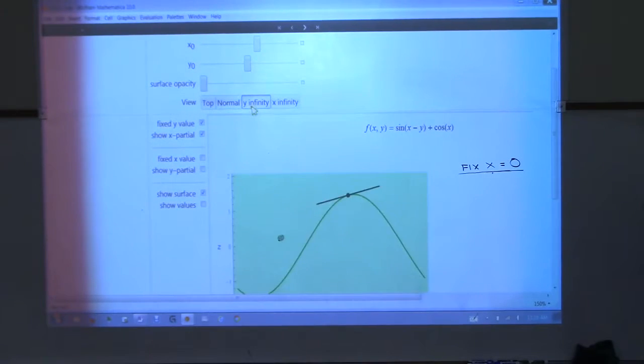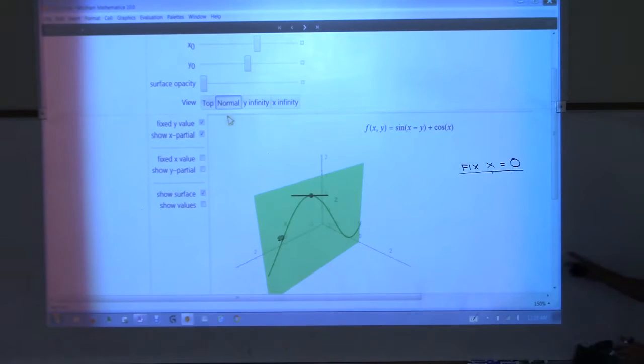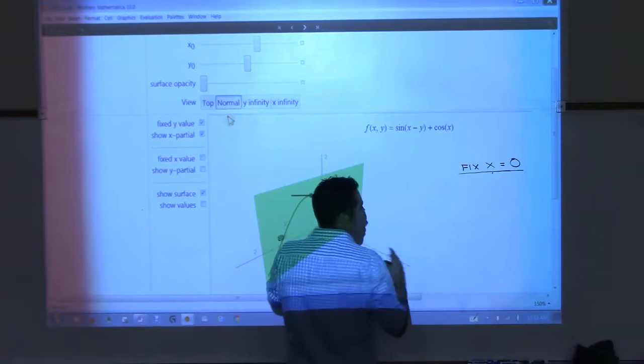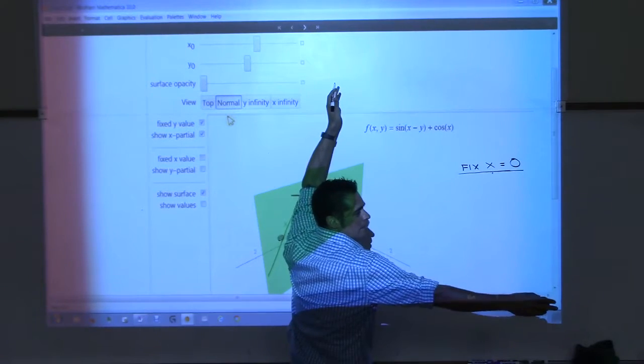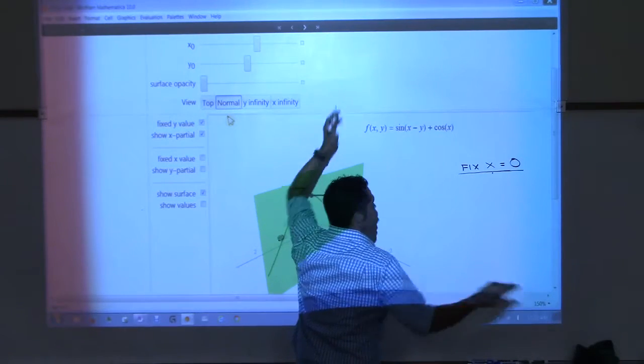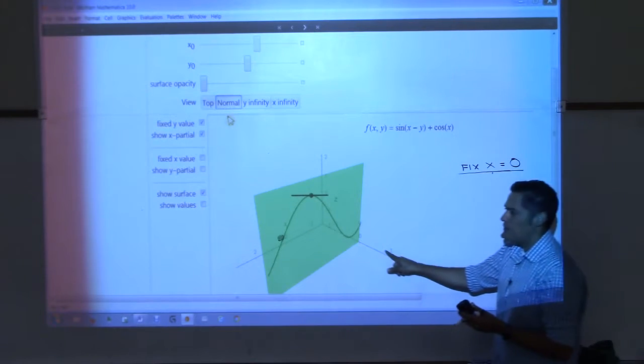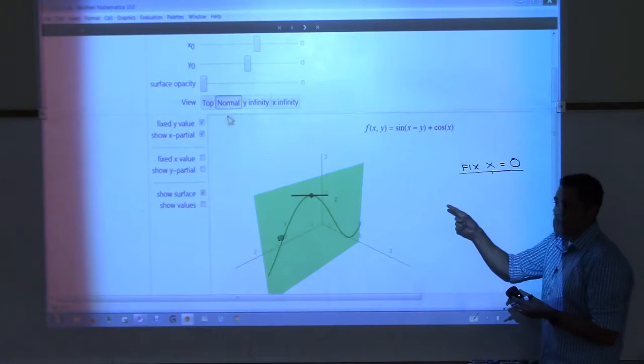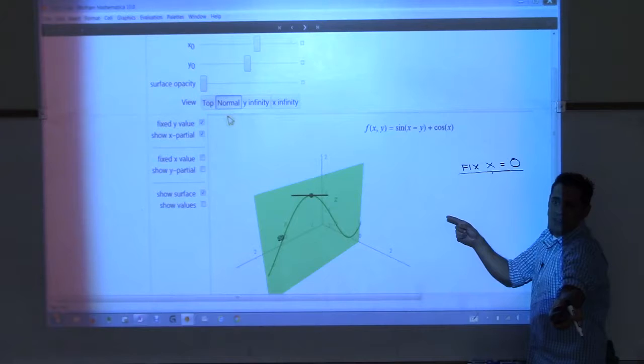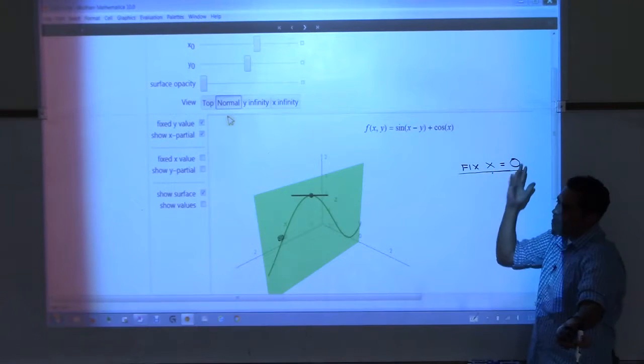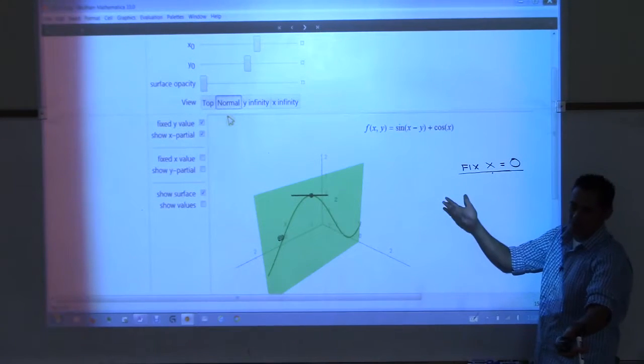Same thing, walk out. Do y'all know now why I walked out y negative infinity? When I turned around and looked, I saw z up and x positive on the right side. If I had walked out y positive infinity, I would have looked back and seen x positive this way and z positive this way, which we could do, but it's just not what we're used to seeing.